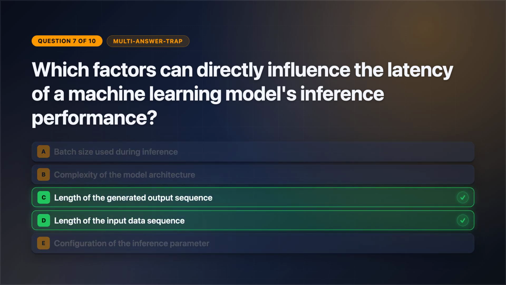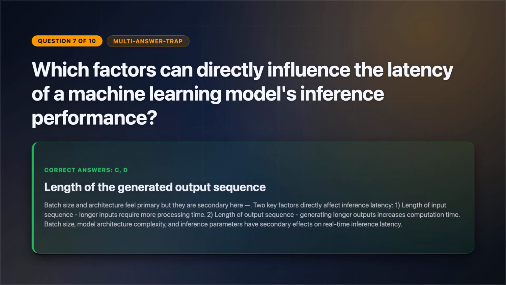The correct answers are option C and option D. Batch size and architecture feel primary, but they are secondary here. Two key factors directly affect inference latency. 1. Length of input sequence. Longer inputs require more processing time. 2. Length of output sequence. Generating longer outputs increases computation time. Batch size, model architecture complexity, and inference parameters have secondary effects on real-time inference latency.